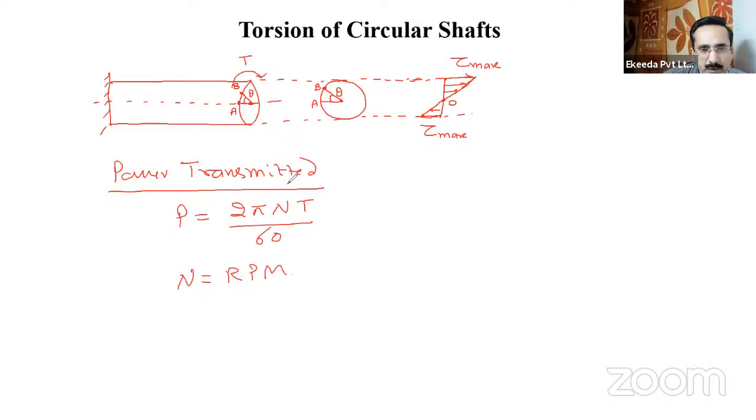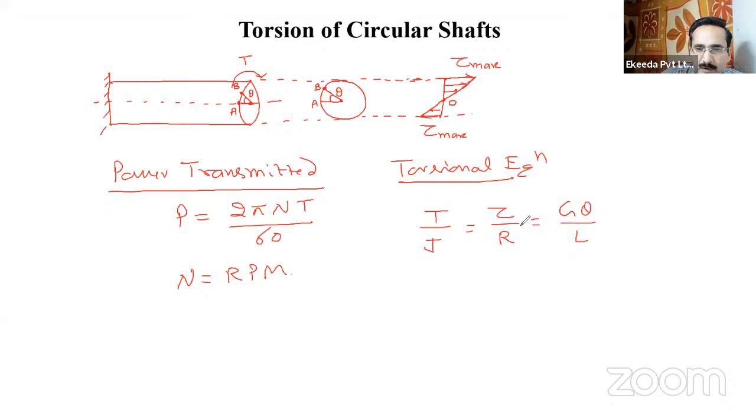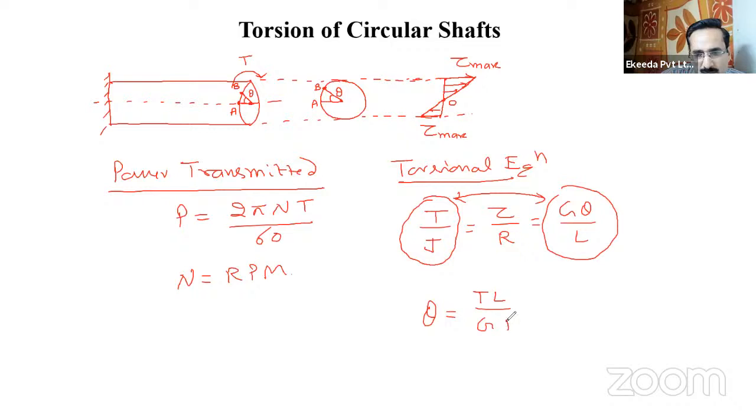Now, one important formula from the torsional equation. We know that the torsional equation is given by T by J equals G theta upon L. From here, if we equate these two equations, we can write that theta will be equal to TL upon GJ, right? This thing you have to remember.